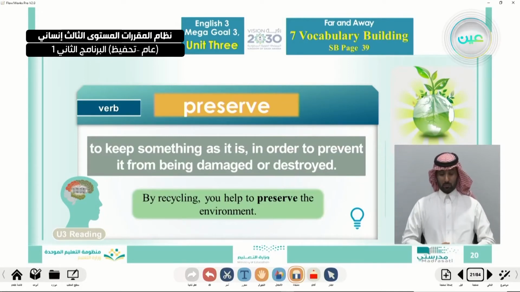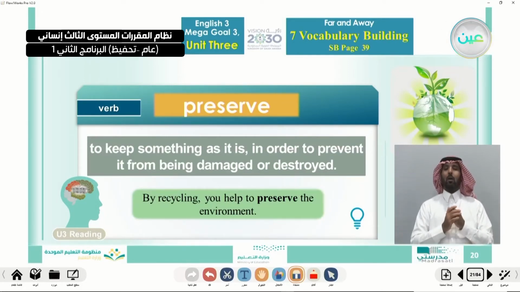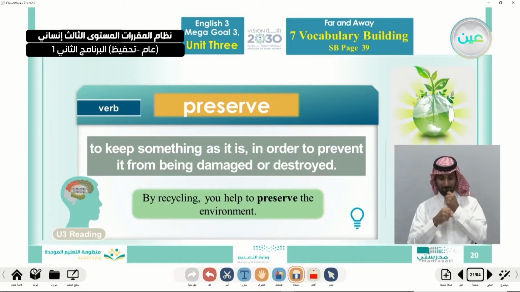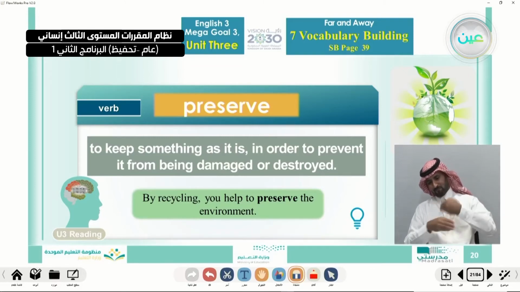Look at here, we also have this picture which indicates preserve. What's the meaning of preserve? It's a verb, فعل. We can say to keep something as it is in order to prevent it from being damaged or destroyed. By recycling, you know what recycling is? إعادة التدوير. We can say by recycling you help to preserve the environment.